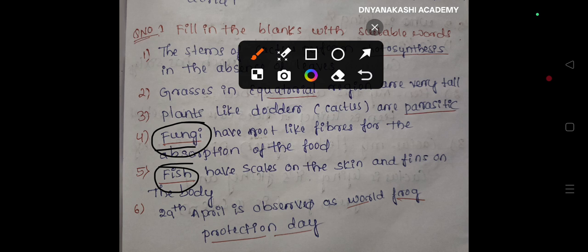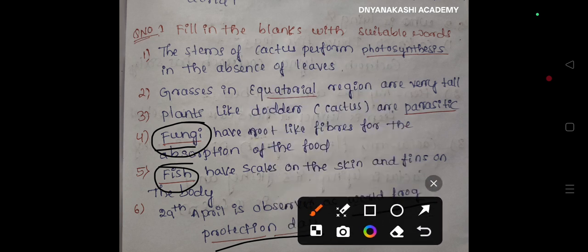Next, the sixth one: 29th April is observed as dash. The right answer is World Frog Protection Day, because frogs eat insects and keep our surroundings healthy. These types of fill in the blanks questions arise in this chapter.